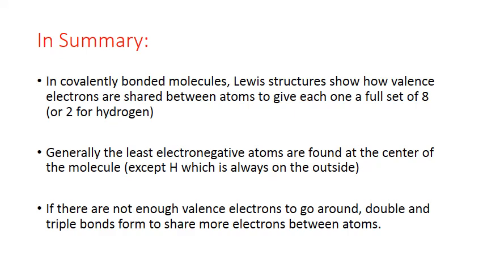Finally, if there are not enough valence electrons to go around and give each atom the full set that it desires, then double and triple bonds form to share more electrons between atoms.